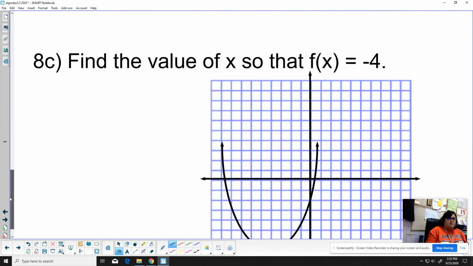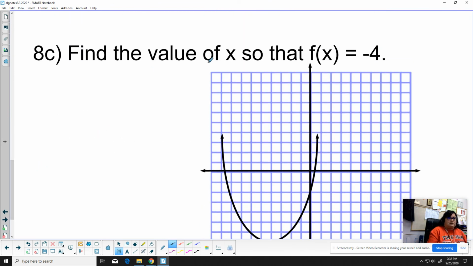Okay, press pause and you try the last one. It says find the value of x so that f of x equals -4. That's the same as y equals -4. Okay, give it a try by yourself.